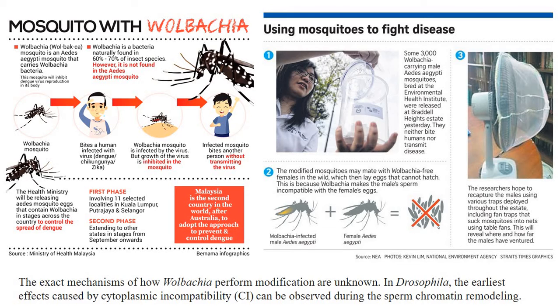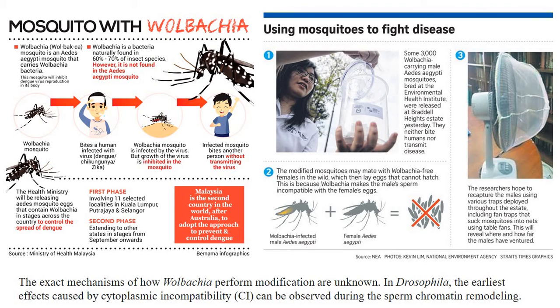How cytoplasmic incompatibility occurs is not very well understood. The exact mechanism is not known. However, in Drosophila, another insect that does harbor Wolbachia, the earliest effects of cytoplasmic incompatibility are observed during sperm chromatin remodeling.